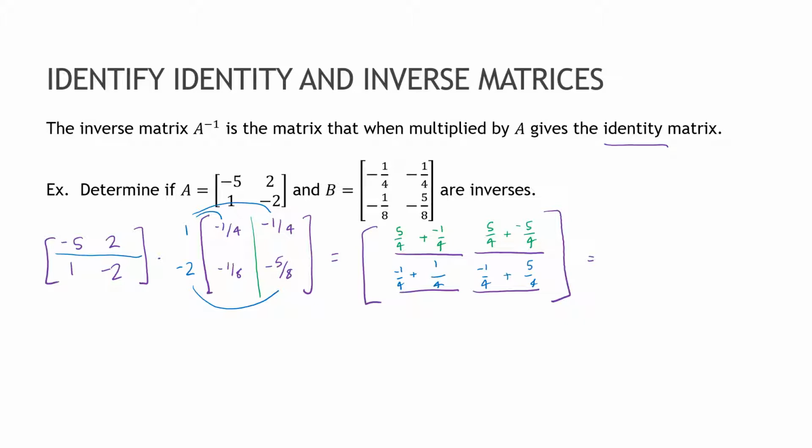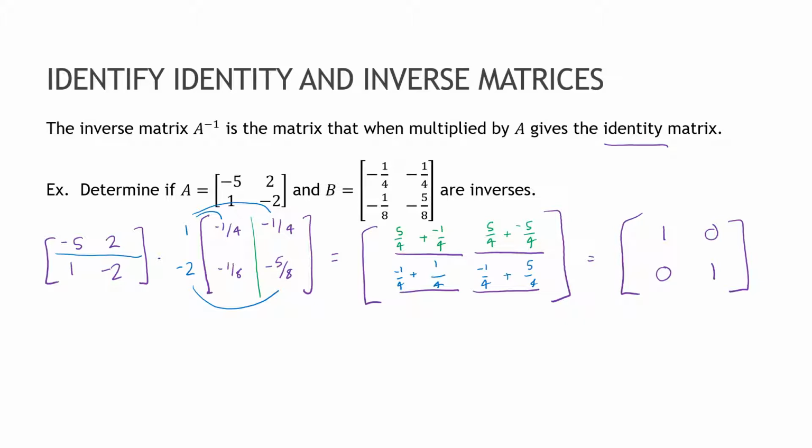And then my solution is, of course, what happens when I combine those. So 5/4 and negative 1/4 is 4/4, or 1. 5/4 and negative 5/4 is 0. Negative 1/4, positive 1/4 is 0. Negative 1/4, positive 5/4 is 4/4, or 1. So I ended up back at the identity matrix, which is what I wanted.